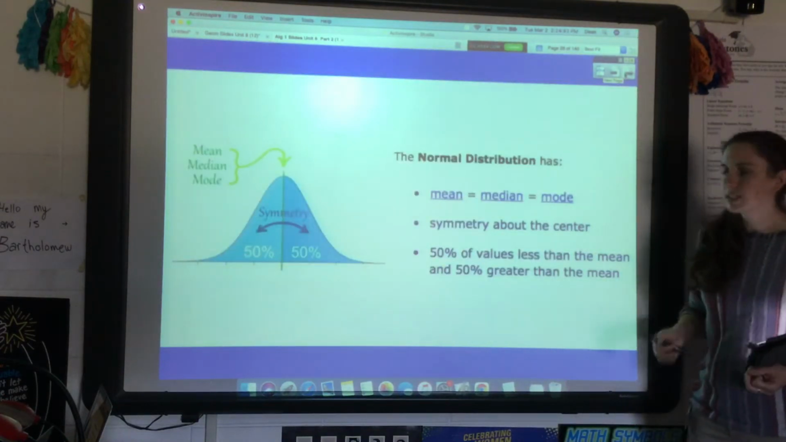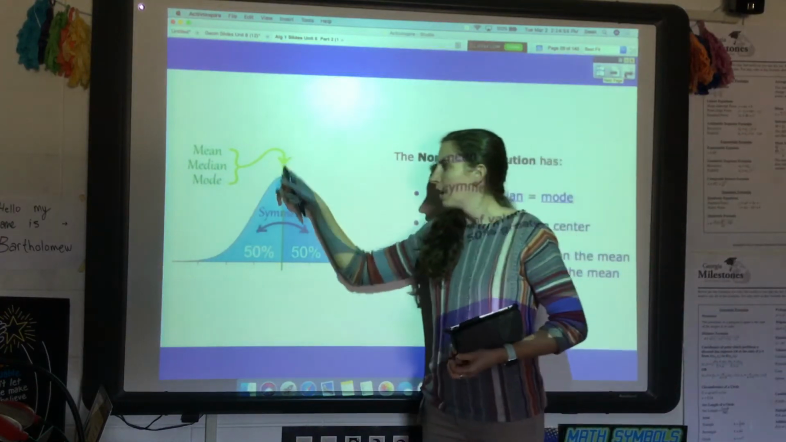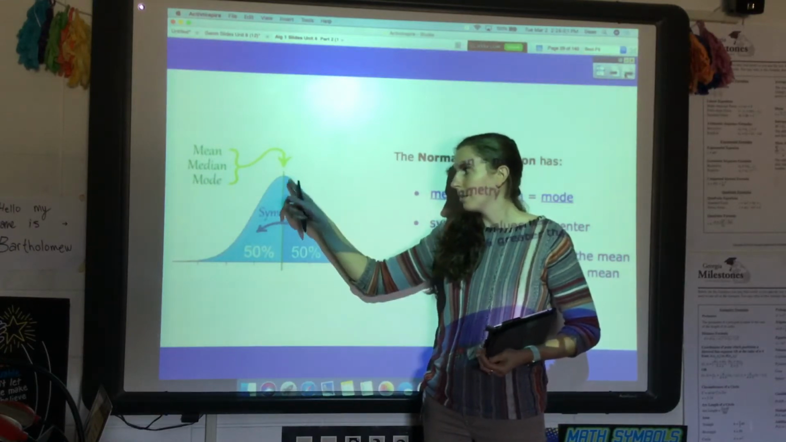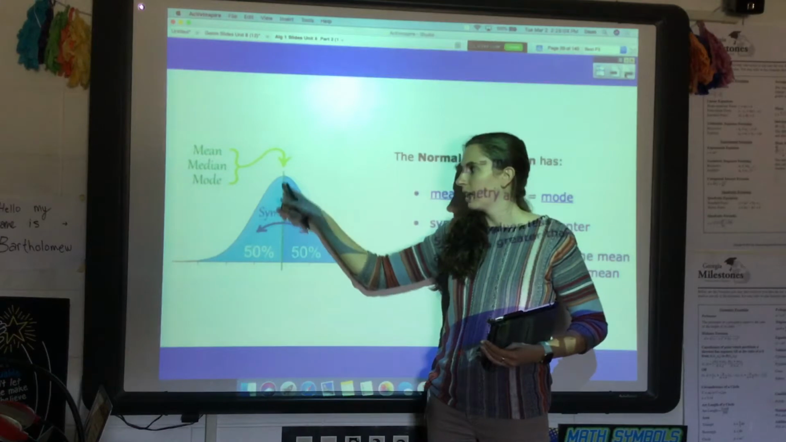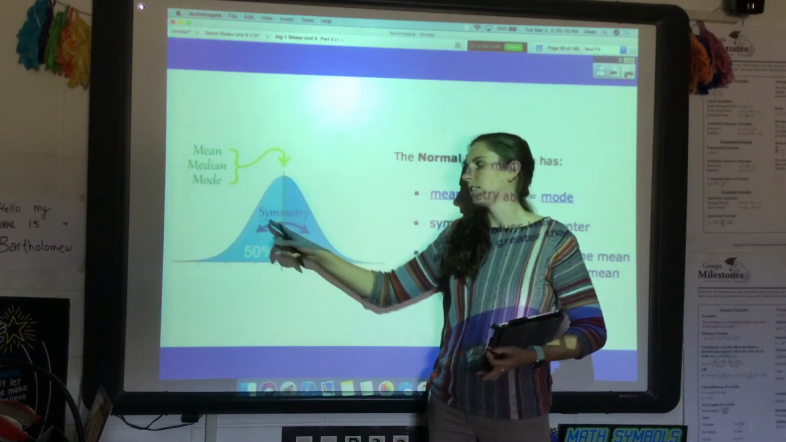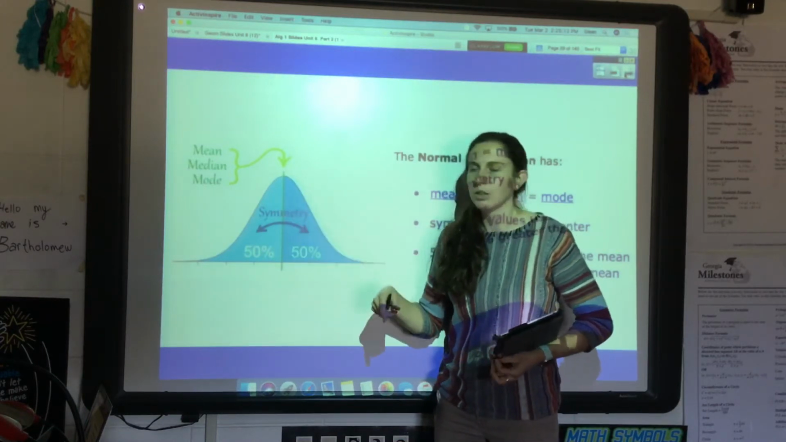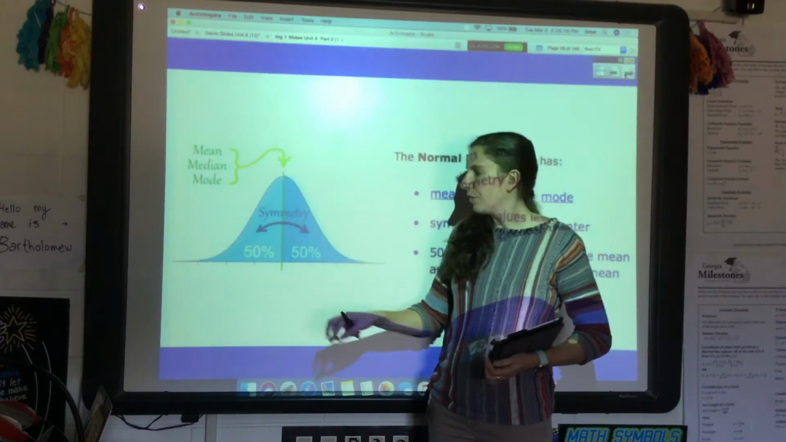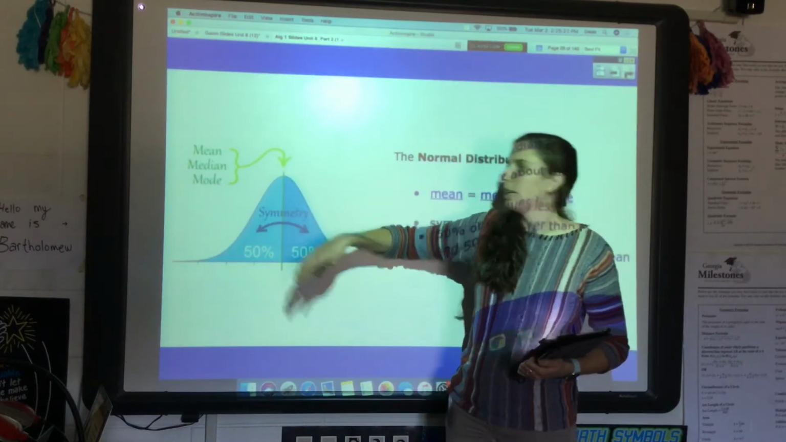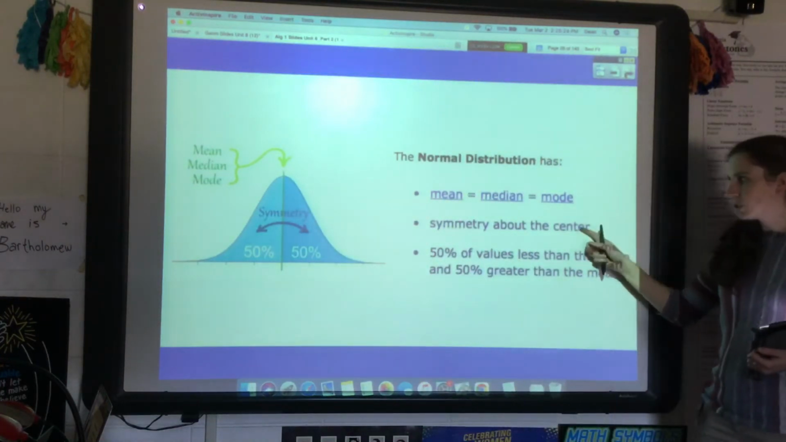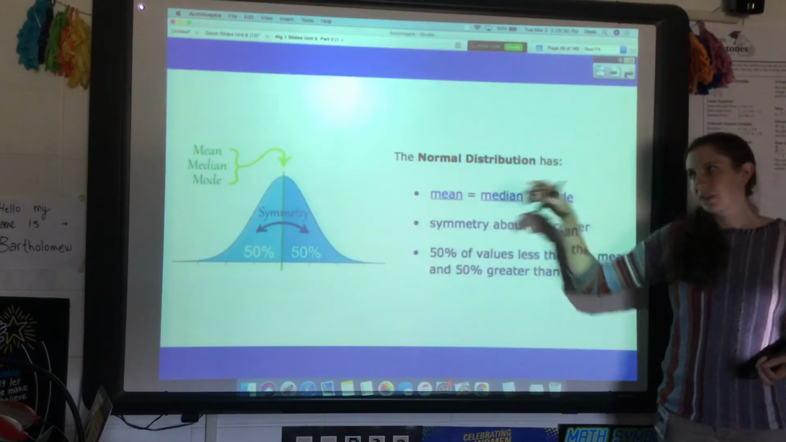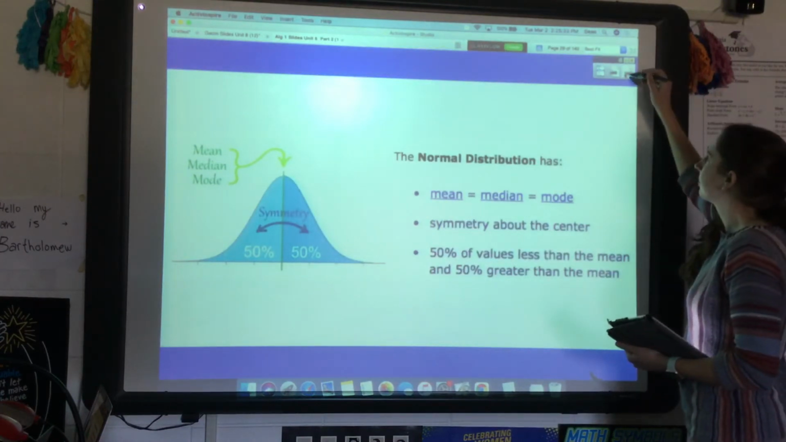All right, so real quick, since it's symmetric, if you draw a line right down the middle, that is going to be the mean, the median, and the mode. It's the mode because it's the most. It's the median because it would be the middle number, and it's the mean because if we averaged all this up, it would also fall right in the middle. So the mean, median, and mode are going to be the same, and then 50% of the data will be below it. 50% of the data would be above that mean or median. So there's symmetry, mean, median, mode are the same, and 50% of values is less than the mean, 50% above the mean. So keep that in mind.